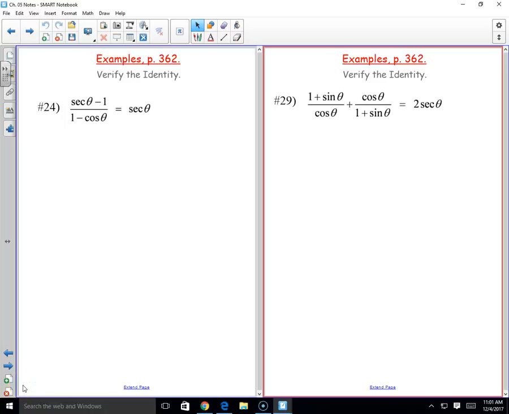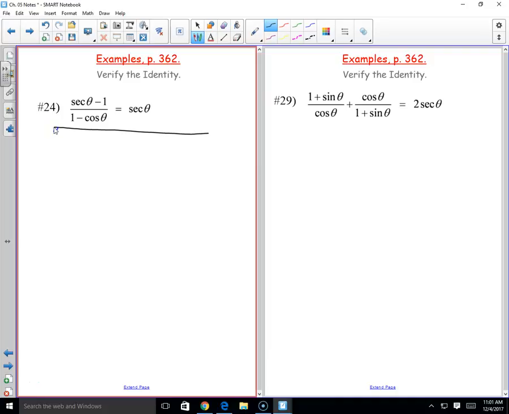But let's go ahead and just bust into section 5.2, T-proof, some of the harder ones. How many of you guys have already started 24? Okay, so everybody else, here we go. Let's start 24 in our notes. Let's not be lazy. This is the time when we dig in.